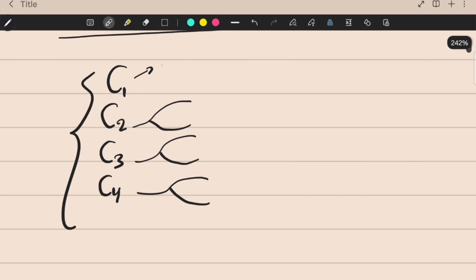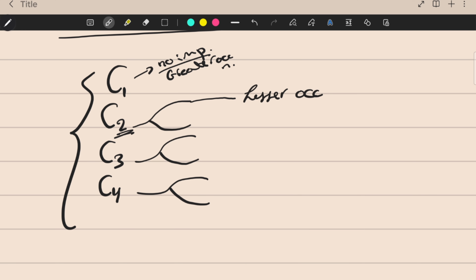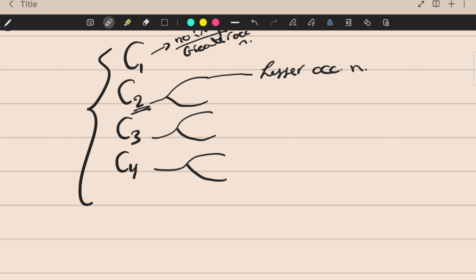C1 actually doesn't have any important branches, except for the greater occipital nerve, while C2 mainly participates in making only the anterior branch, the lesser occipital nerve. But in some situations it can be C2 and C3, but mostly it's only made from C2. Let's write it as a note: it can be C2 plus C3 in some situations.